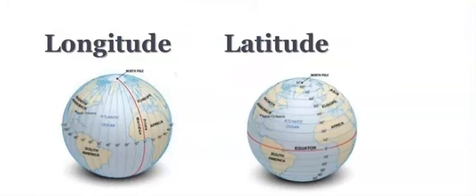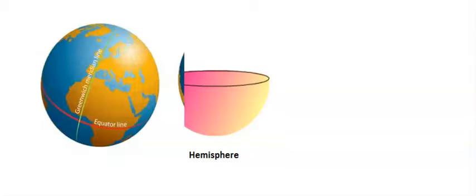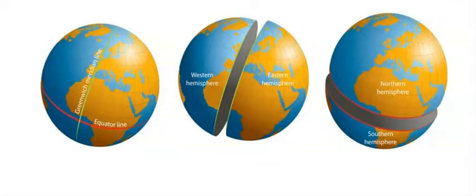Latitude lines divide the Earth from east to west horizontally, while the longitude lines divide the Earth from north to south vertically. The latitude line divides the Earth into two from the equator. The upper part is called the northern hemisphere, while the other part is called the southern hemisphere. The longitude divides the Earth into two parts, the eastern hemisphere and the western hemisphere.